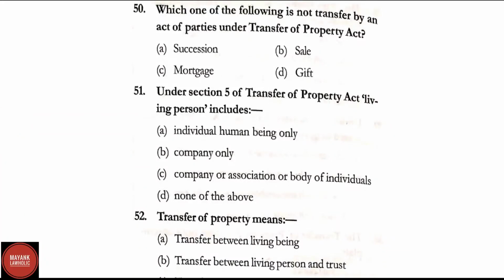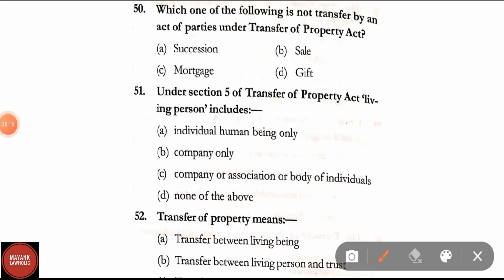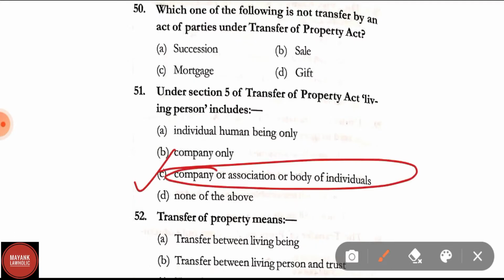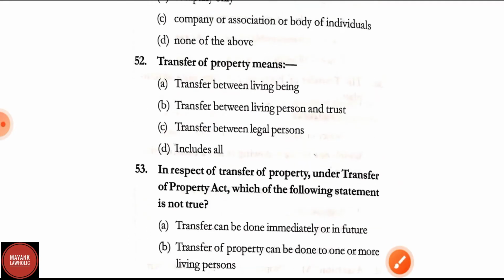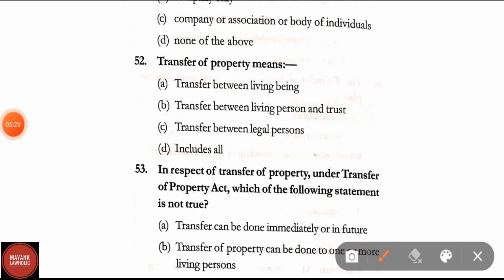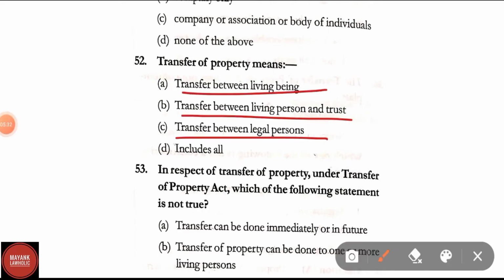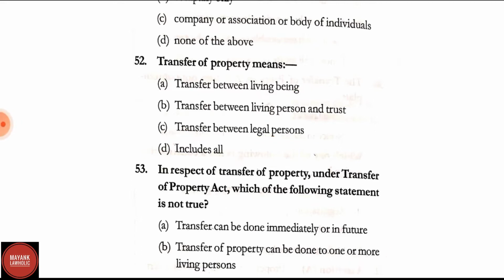Question number 51. Under Section 5 of Transfer of Property Act, living persons includes individual human being only, company or association or body of individuals, none of the above. Correct answer is option C, that is company or association or body of individuals. Question number 52. Transfer of property means transfer between living person, transfer between living person and trust, transfer between legal person, includes all. Here correct answer is option D, that is includes all.